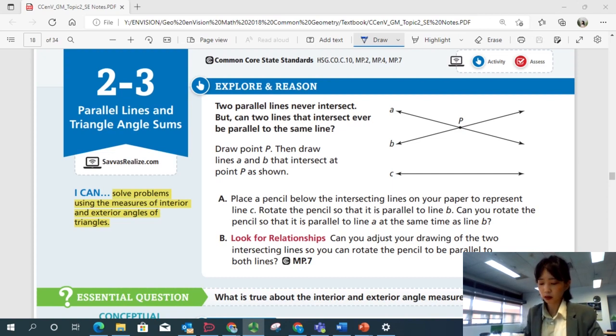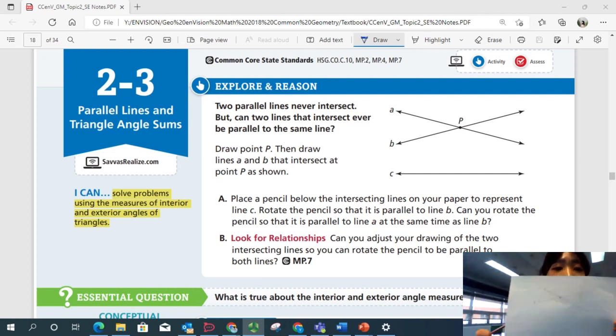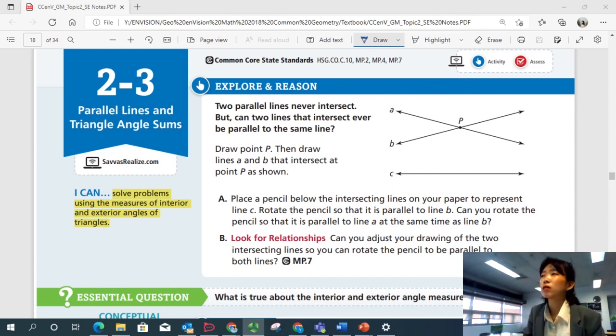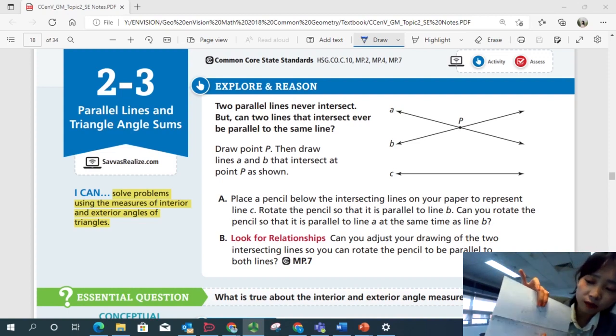But really, it could be any two intersecting lines. And you're going to draw line C as well. You're going to rotate the pencil so it's parallel to line B. Right? And so that it is parallel to line A at the same time as line B. So try to use your straight edge and see if you can find a line that's parallel to B.